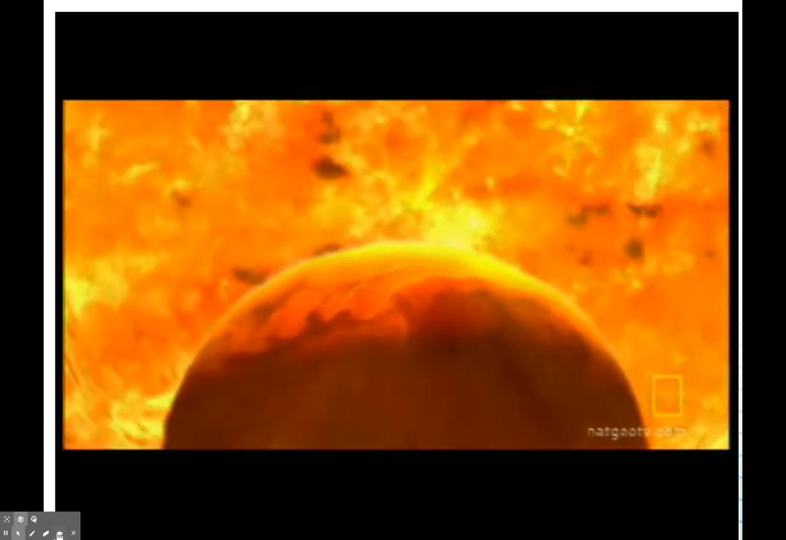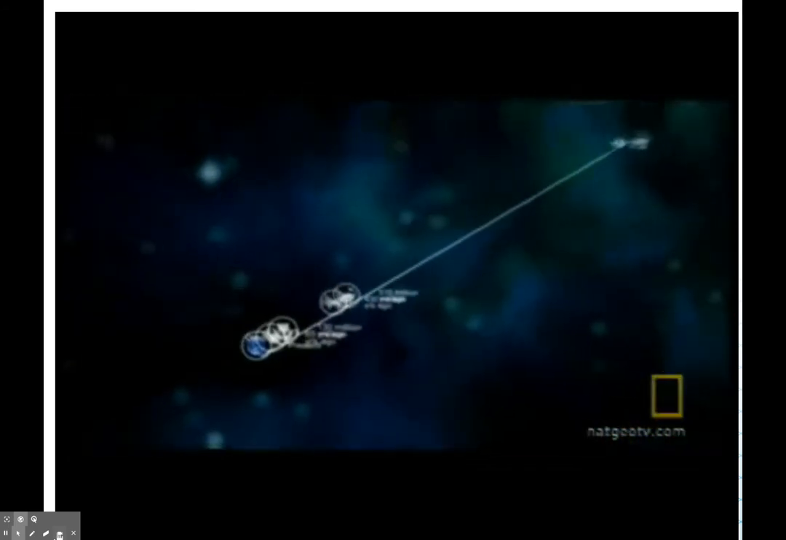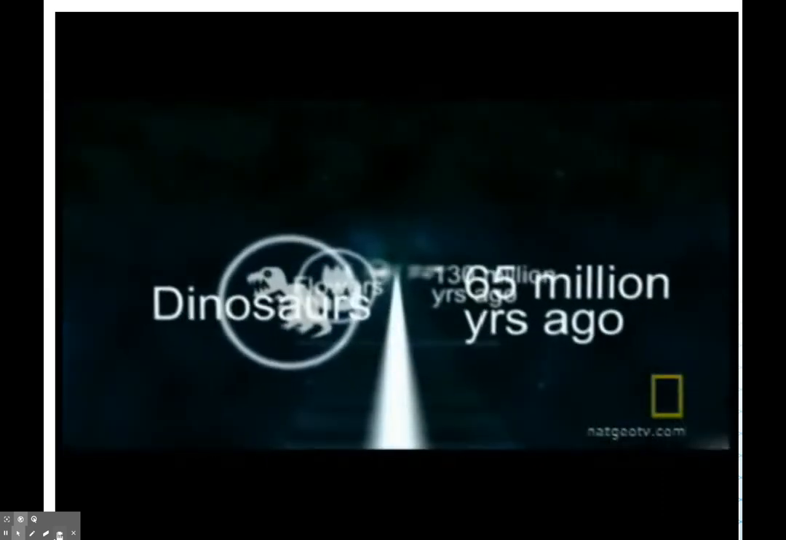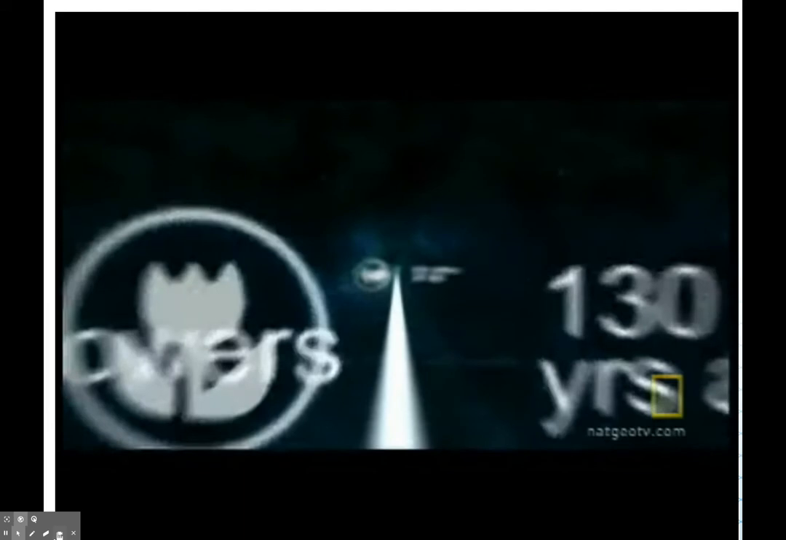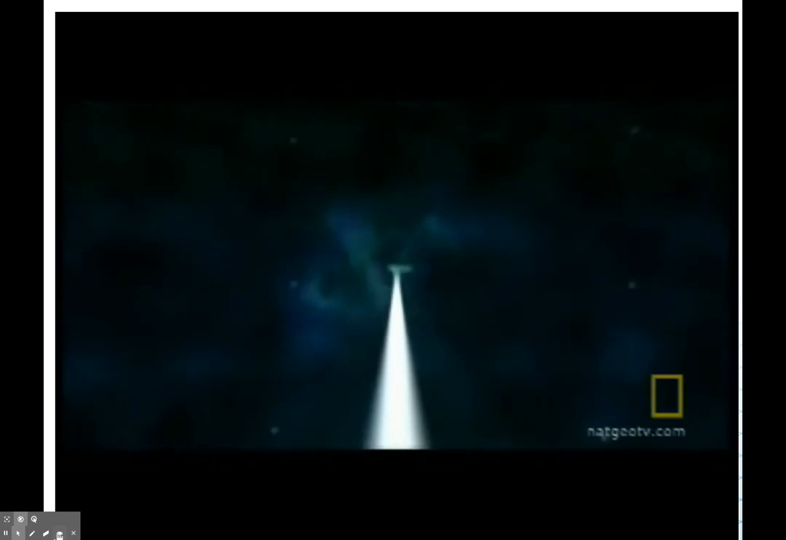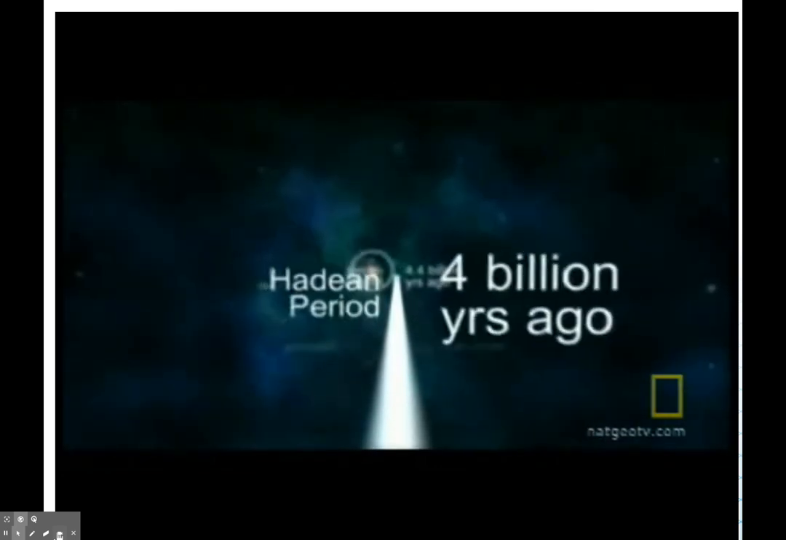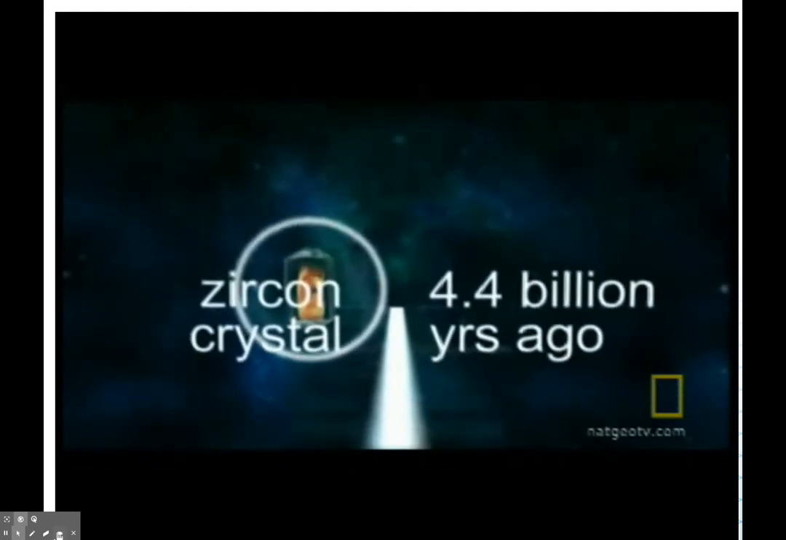Now, I'd like that to sink in. When this crystal was made, the Earth was just 180 million years old. If this line represents the age of the Earth, then the dinosaurs died out here. Rewind about 4 billion years to the end of the Dark Period. The zircon crystal was formed here.